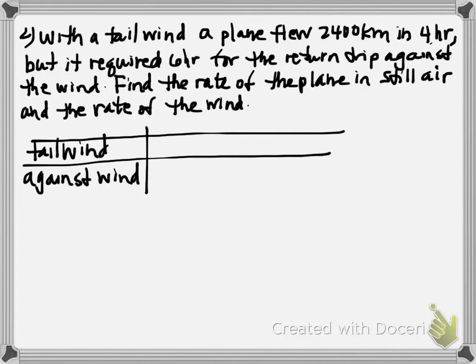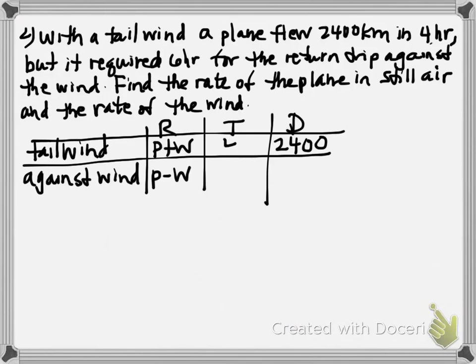Top is always the same in these problems: rate, time, distance. Now I already know how to fill in a tailwind, which is with the wind, so that's P plus W, and against the wind is P minus W. So with a tailwind, the plane flew 2,400 kilometers in 4 hours. But it required 6 hours for the return trip, which means the same distance, against the wind.